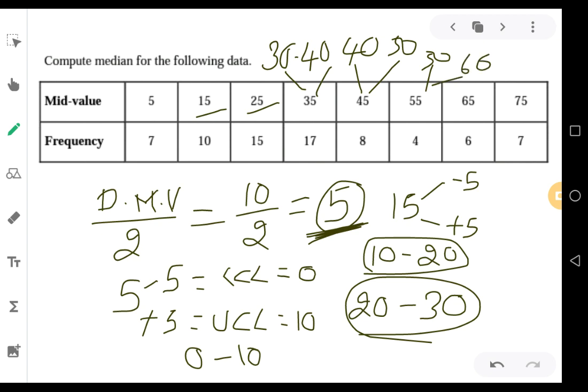So do you understand the computation of class intervals? When mid values are given, how do you convert that into class intervals? First find out the difference between mid values, divide the difference by 2, and that correction factor is subtracted once from the mid value to get the lower class limit. If you add that to the mid value, you will get the upper class limit.